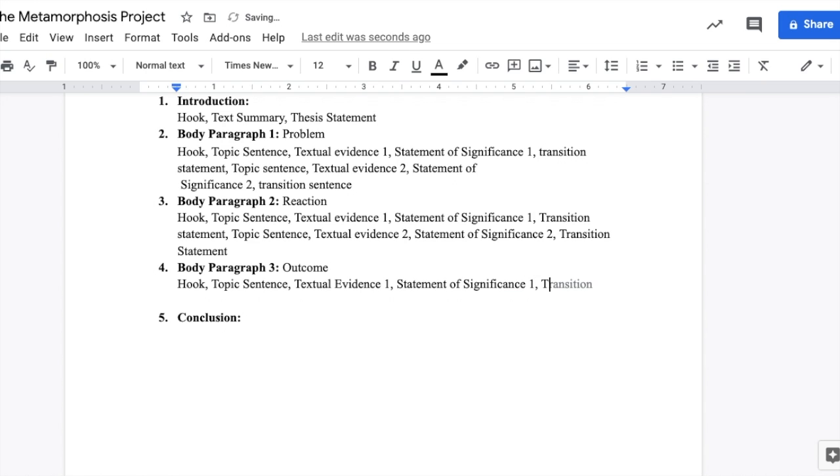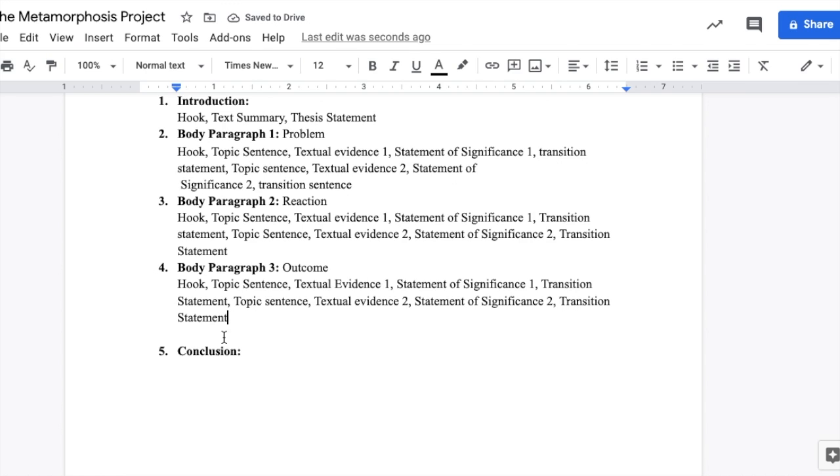And then again, you include the nice transition statement, something which makes it all connected together and flow and read really easily. And you move on to your second piece of evidence. You introduce it with your topic sentence, include the textual evidence from your reading, and then another statement of significance, and then end it off with the last transition statement. And then you move into your conclusion.